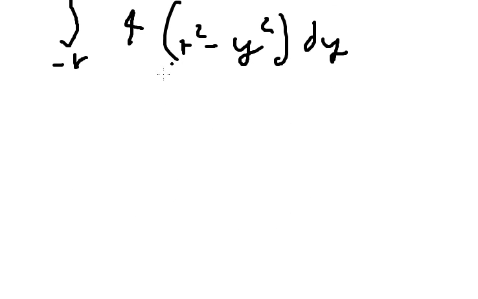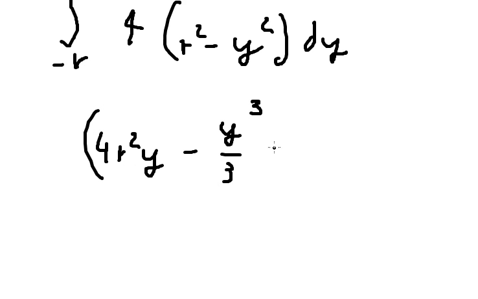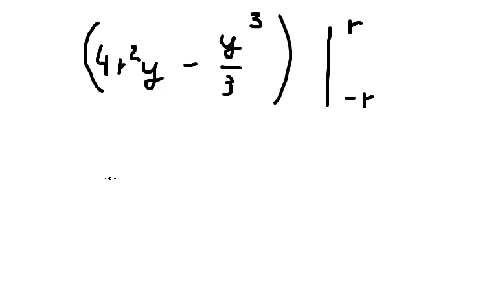The integration of r square, that is r square y. This one, we have y to the power of 3 over 3. And then we put the bounds from negative r to positive r. So this one, I will put this one gone here, and this one gone here. So we have like this.